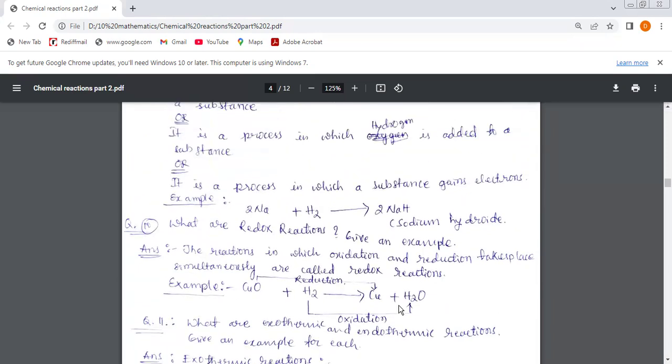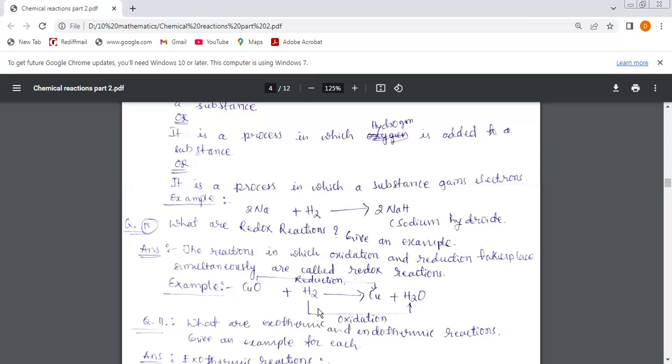in the last session. What are redox reactions? Give an example. The reactions in which oxidation and reduction take place simultaneously are called redox reactions. Here I have given an example. CuO is copper oxide. When it combines with hydrogen, it produces copper metal plus the release of water. So here copper oxide is reduced to copper, where the oxygen is removed, and hence it is a reduction reaction.